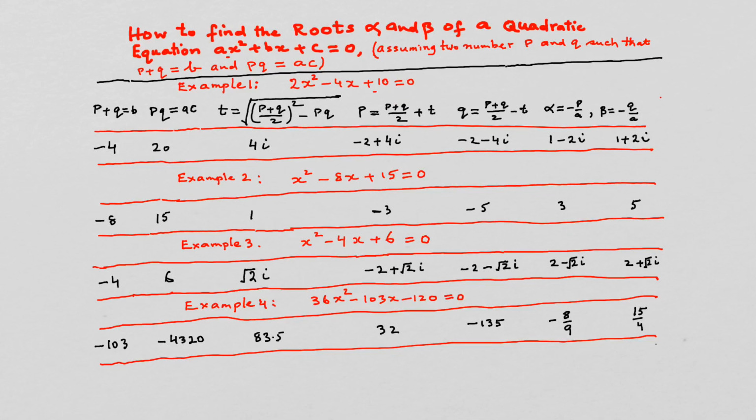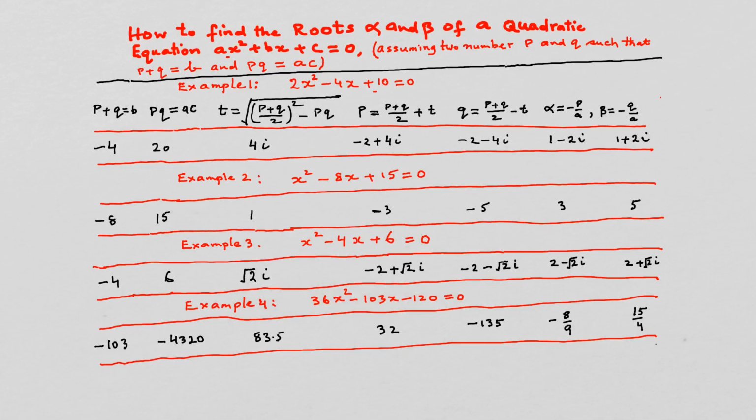Similarly, we take up another example, number 2, and the equation to solve is x squared minus 8x plus 15 equals 0. The corresponding value for p plus q is minus 8, written here, and the product p into q is written down here. We find t, using this expression, as 1. We calculate p as minus 3 and q as minus 5, and alpha as 3 and beta as 5. A similar procedure is followed in respect of the remaining examples.